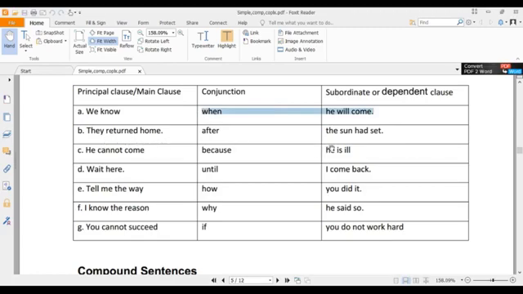They returned home after the sun had set. They returned home is a principal clause. And the sun had set is a subordinate clause which takes a conjunction before it. Staying after the conjunction, the sun had set is not a principal clause. Because of the presence of after, the sun had set fails to be a principal clause.